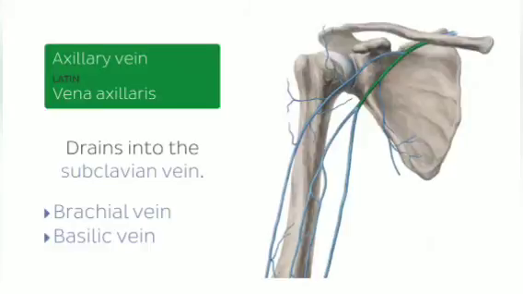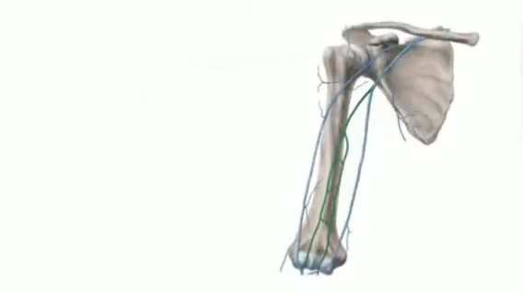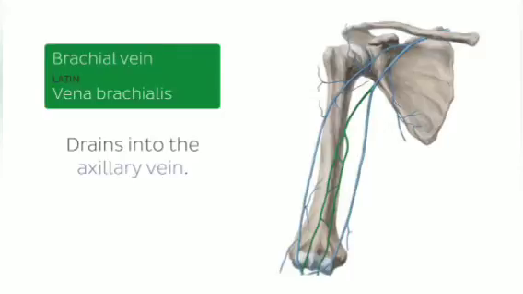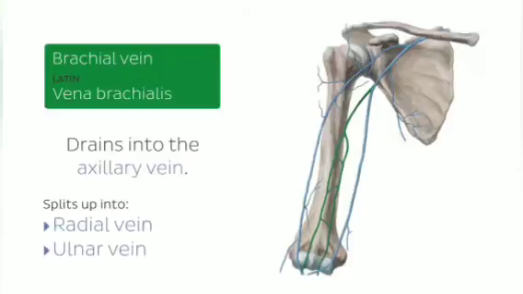But note again that veins arise from the dorsal network of the hand towards the heart, while the arteries arise from the heart and take blood all the way to the periphery. As we move distally, we're going to find another vein highlighted in green. This is known as the brachial vein. Just like the brachial artery, the brachial vein is the continuation of the axillary vein, and distally it splits up into the radial and the ulnar veins.